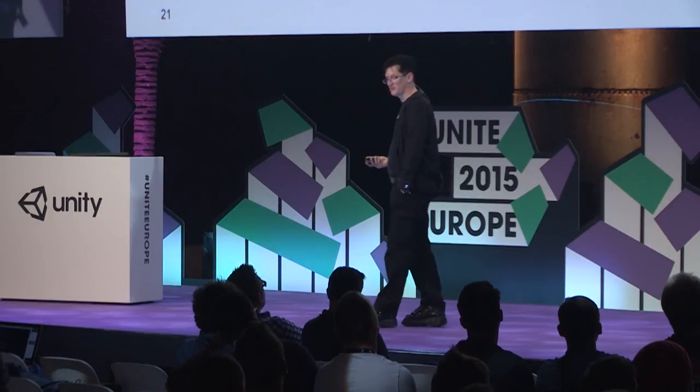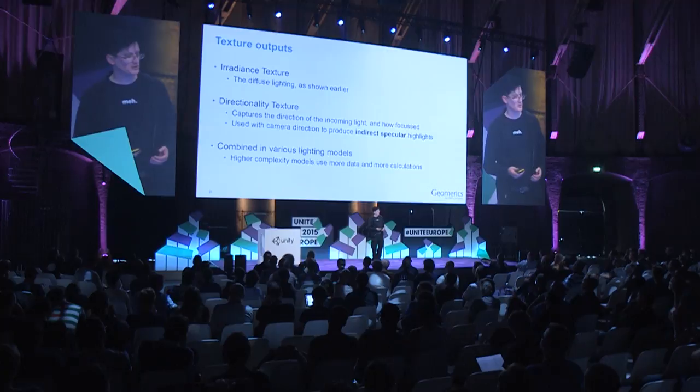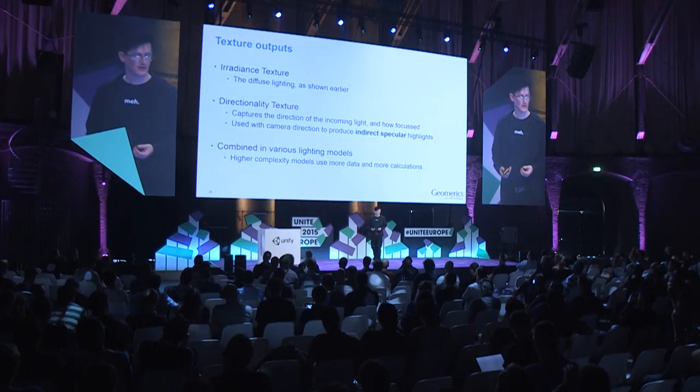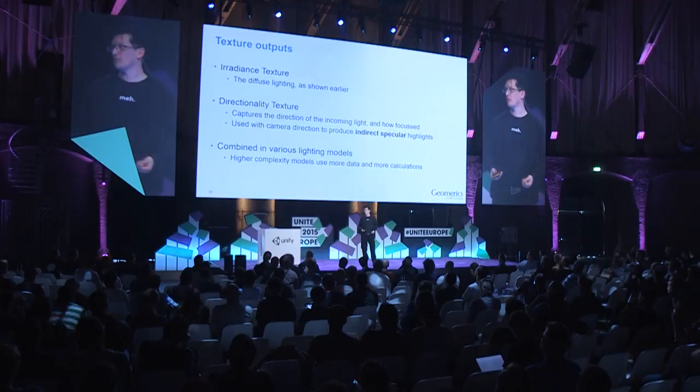I'm just going to talk very briefly on the particular outputs of the scene. I've shown you the irradiance texture. This is the diffuse lighting. We also have a directionality texture, which is storing the direction that each individual color is coming from, along with an intensity, how spread out it is in that direction. This is necessary because specular highlights and so forth require a camera-dependent lookup. These different data streams are combined in the different data models that Unity provides. And the more complex the model, the more data it uses, and the more expensive it is. And Casper will be taking you through some really good examples of that shortly.